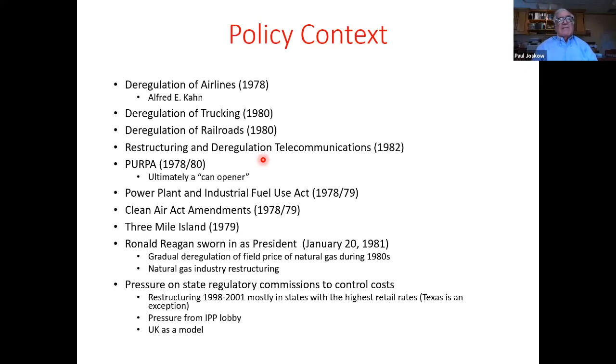And then in the late 1980s, the UK began to restructure its electric power industry, completing it around 1990. And as I'll discuss, it followed one of the scenarios that we discussed, but more importantly, it became a model for others to look at.